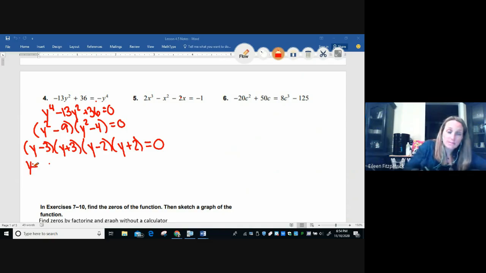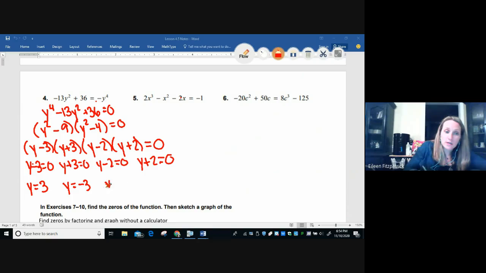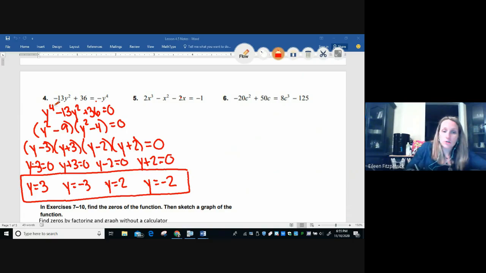You're going to set each factor equal to 0. So y minus 3 equals 0, y plus 3 equals 0, y minus 2 equals 0, y plus 2 equals 0, and you're going to solve each for y. So y equals 3, y equals negative 3, y equals 2, y equals negative 2. Notice you have 4 solutions, and our polynomial was degree 4. Okay.